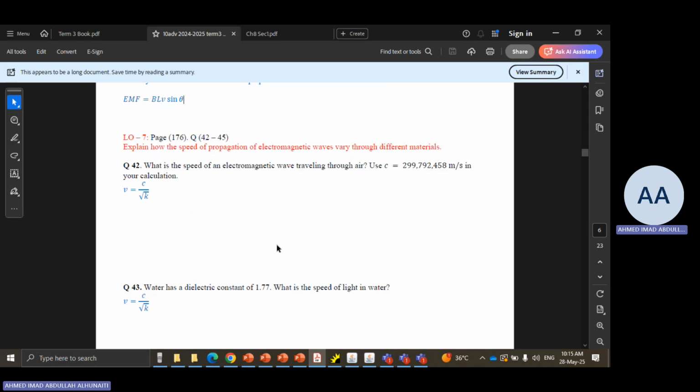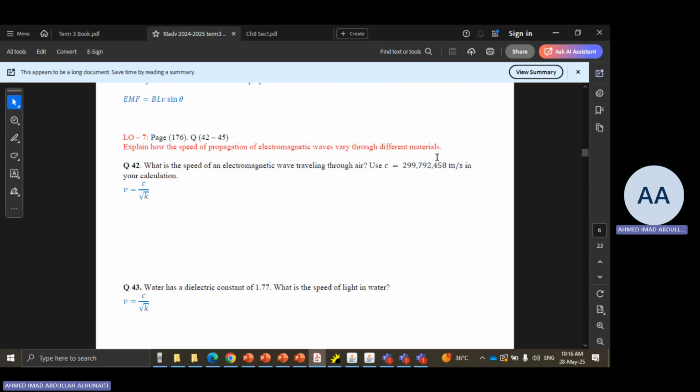Moving on. Explain how the speed of propagation of electromagnetic waves varies through different materials. So a wave, specifically an electromagnetic wave, its speed depends on the medium it's moving through. How do I calculate the speed of a wave depending on the medium? We apply this formula, where V equals c divided by the square root of k. V is the speed of the wave in the medium. C is the speed of light in a vacuum, which is this value.